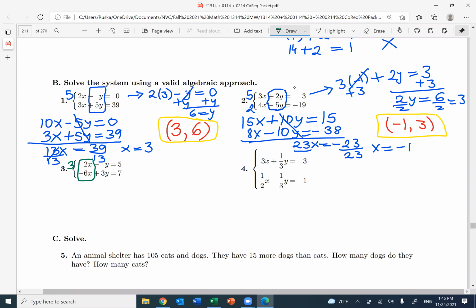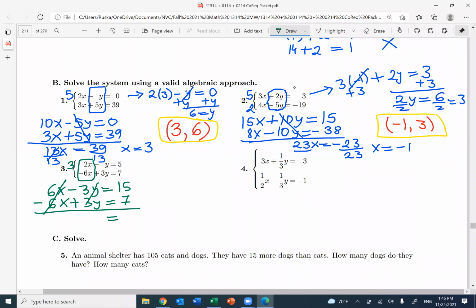So 3 times 2 is 6x minus 3y equals 3 times 5 is 15. And I'm going to copy the second one, minus 6x plus 3y equals 7. Now I'm going to add those equations. So x cancels the way we expected. Now, what's happened here? y also cancels.